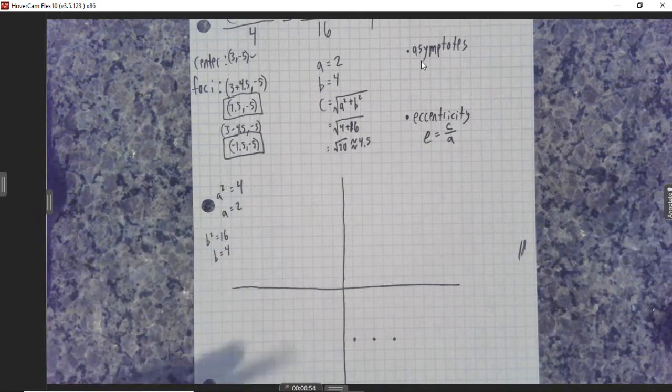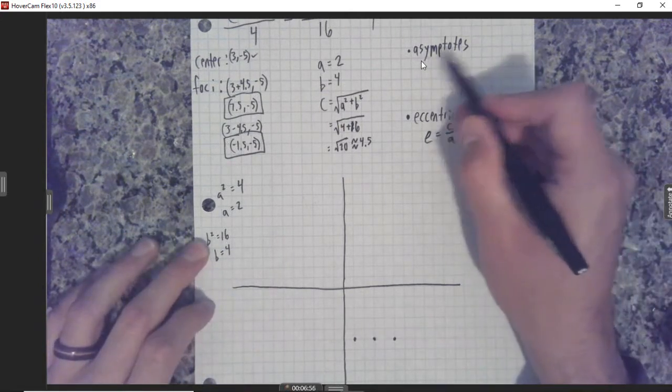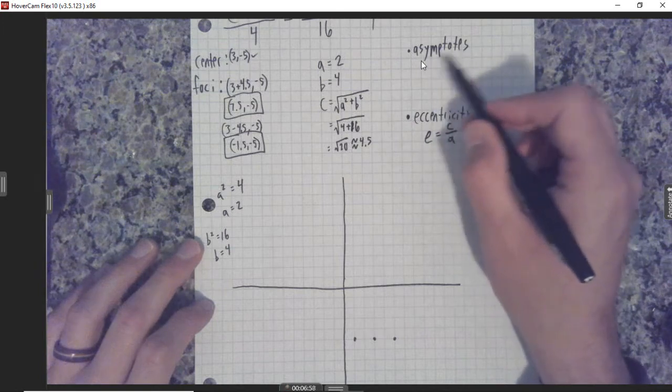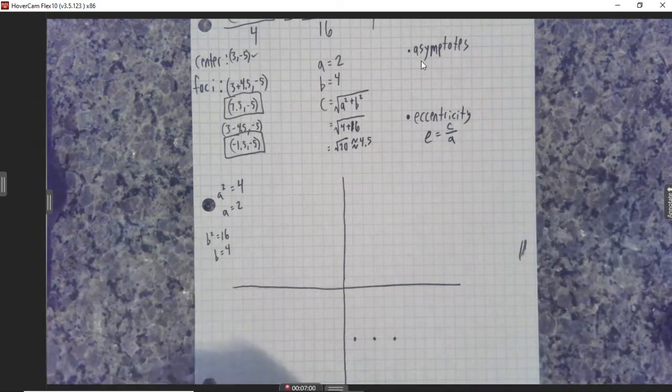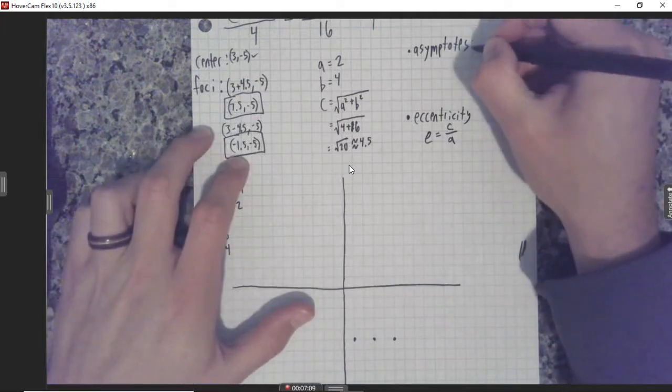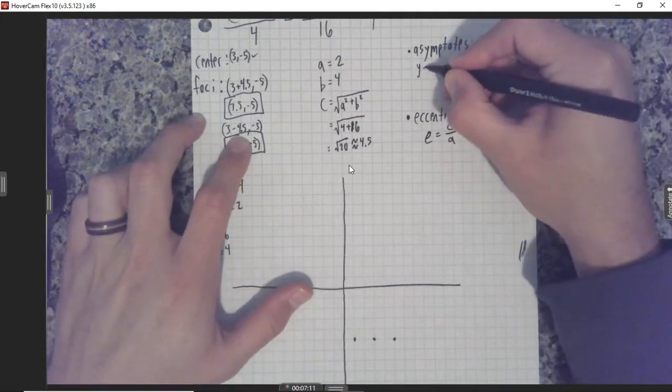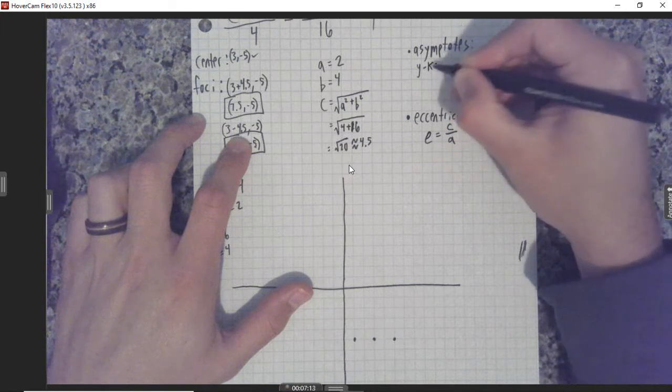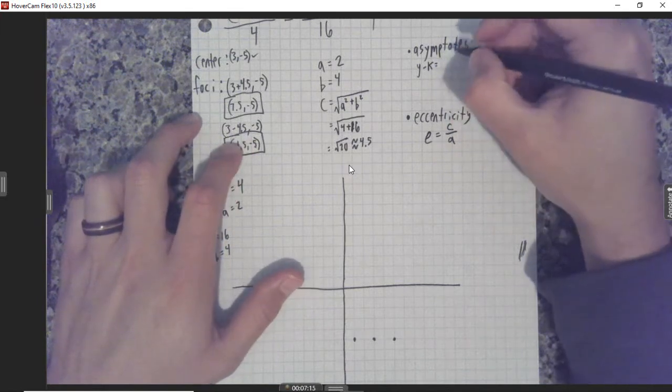Okay, now for the asymptotes, let's go ahead and get these because this is super important here. Remember it's a formula. We can go back to the formula, right? It's in the textbook. You know what? We'll go ahead and write it. So for the asymptotes, you got y minus k, and then you got equals.